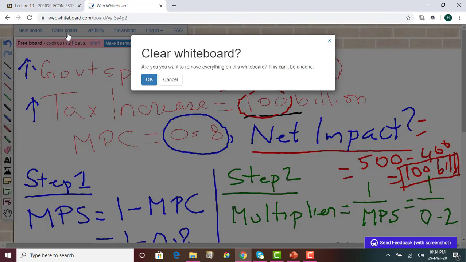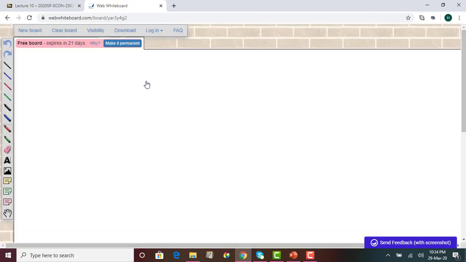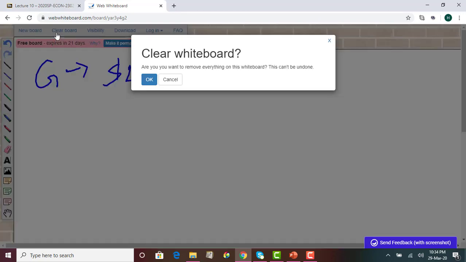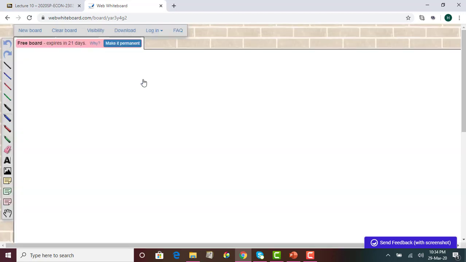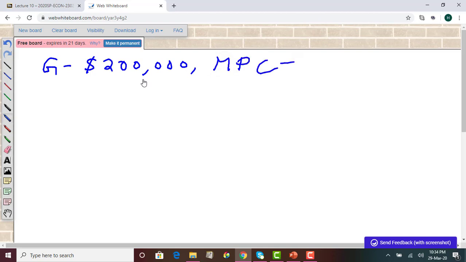Okay, so now I will do the second example so it's more clear to you guys. Let me do it properly so the handwriting is a little better. Let's say during a recession, the government increases expenditure by 200,000. And you're also given that MPC is equal to 0.8.